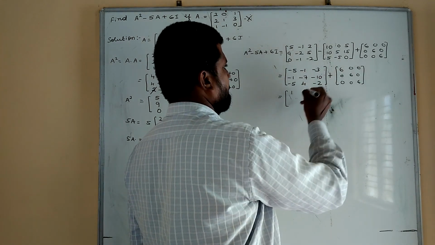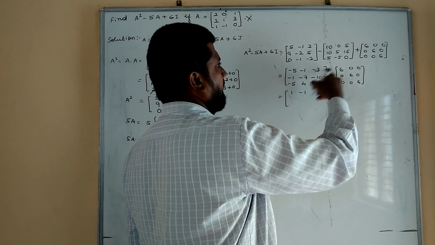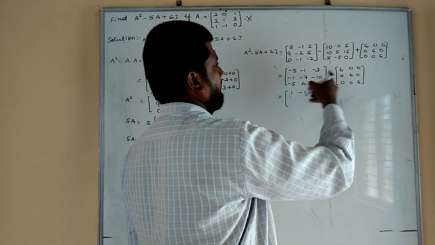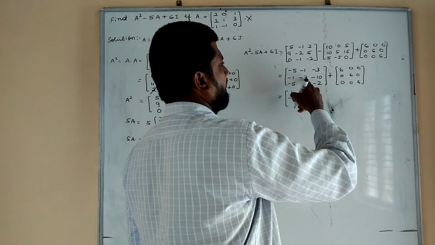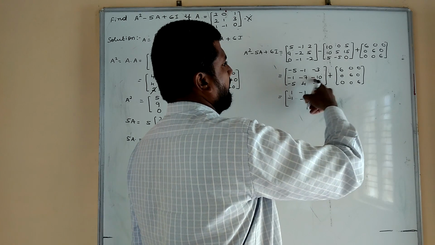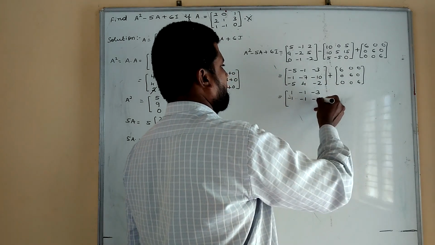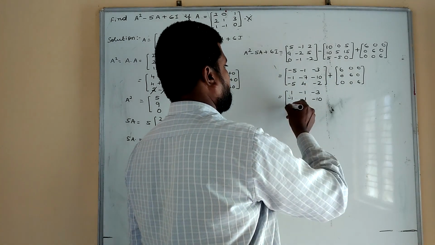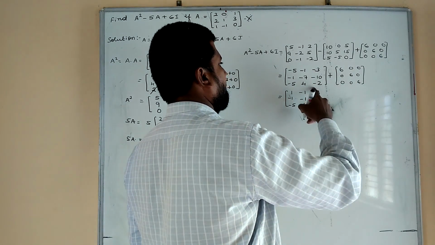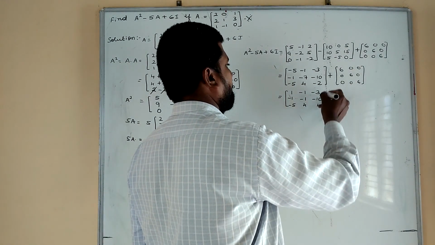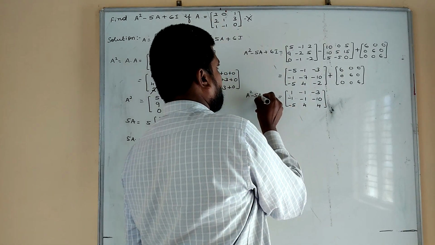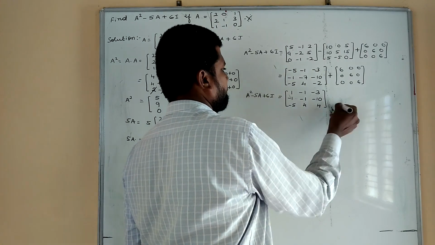Minus 1 plus 0 means minus 1. Here minus 3 plus 0 means minus 3. Minus 1 plus 0 means minus 1. Minus 7 plus 6 means minus 1. Minus 10 plus 0 means minus 10. Minus 5 plus 0 means minus 5. 4 plus 0 means 4. Minus 2 plus 6 means 4. So this is the A square minus 5A plus 6I.